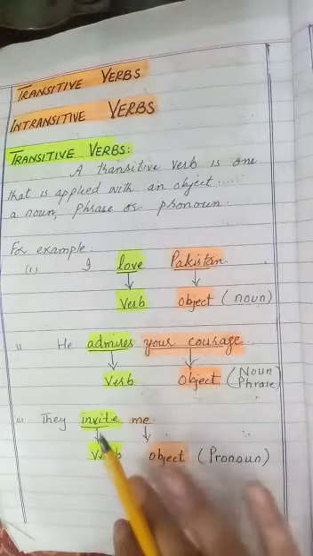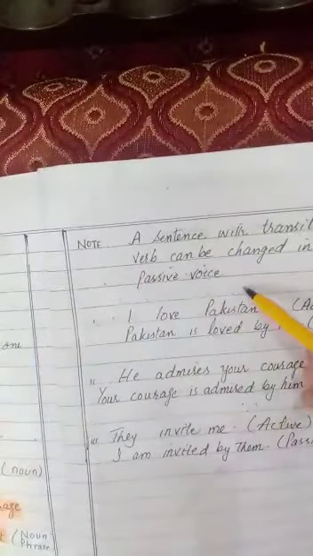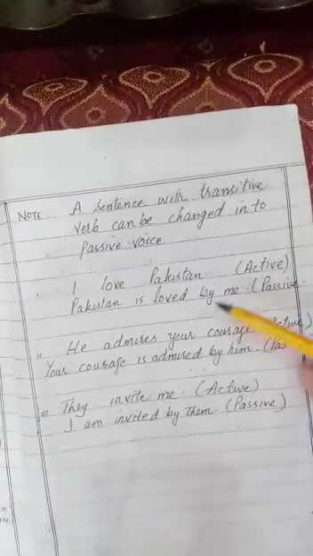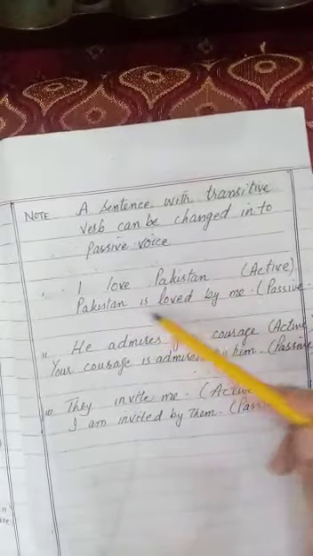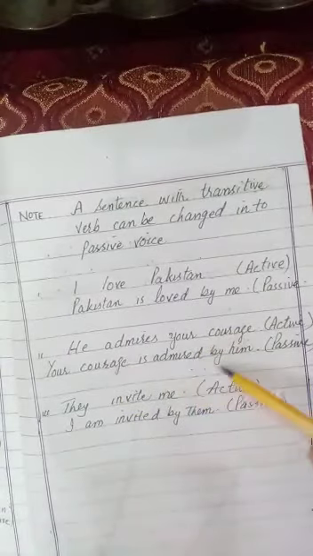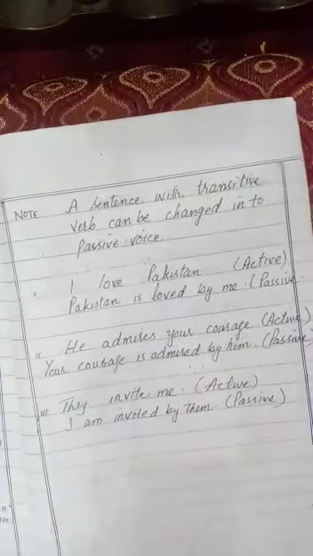An important point for that is that these transitive verbs can be converted from active into passive voice. We can change active sentences into passive voice if the verb is transitive. I love Pakistan: Pakistan is loved by me. He admires your courage: your courage is admired by him. They invite me: I am invited by them. Okay, that is all about transitive verbs.